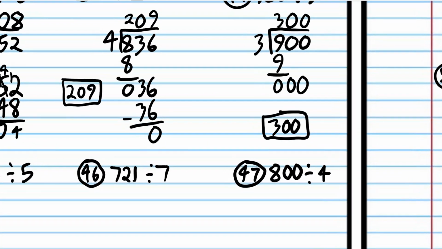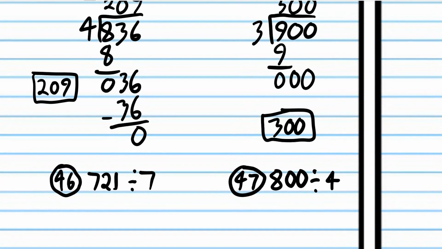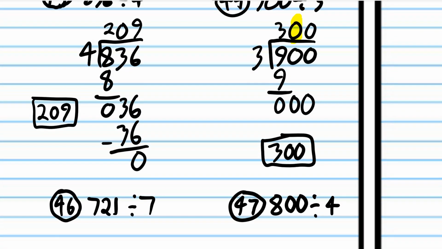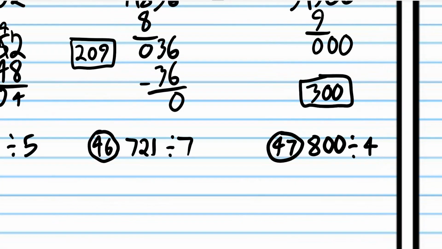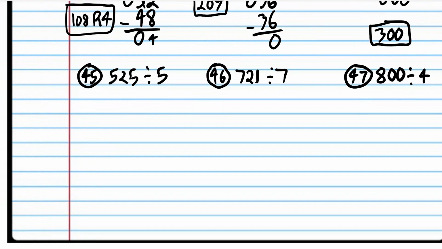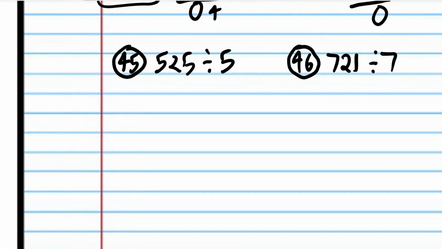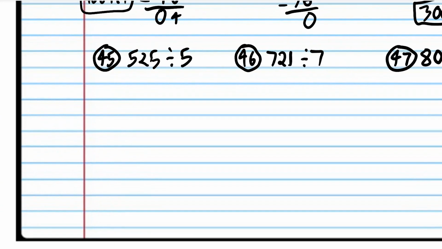All right, so remember, if you bring down a number and the divisor still doesn't go in after you bring down the number, then you put a 0 up here. Now you try number 45. You're going to encounter those same types of problems in 45, 46, and I believe 47. All right, pause the video, see what you can do, and when you come back, we'll do it together.